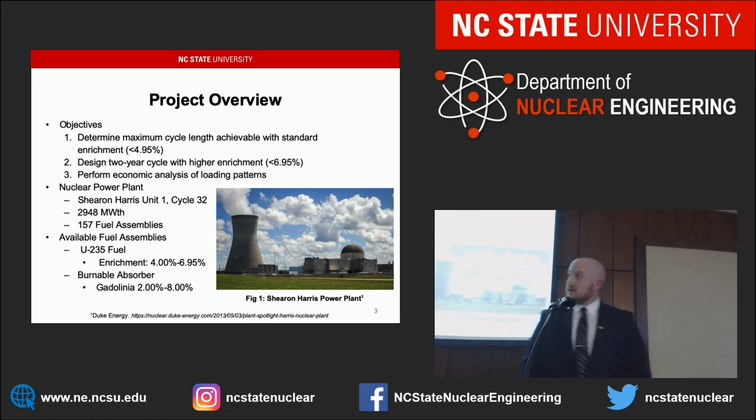These loading patterns were designed for the Shearon Harris Unit 1 just down the road from here, with 157 fuel assemblies in the core. For our fuel assemblies, we used a uranium-235 fuel with enrichment from 4% up to 6.95%, along with a burnable absorber of gadolinia from 2 to 8%. As you can see here, this is a beautiful plant just down the road here.